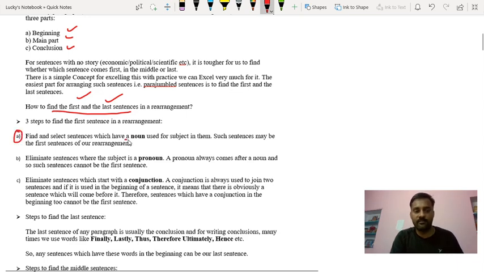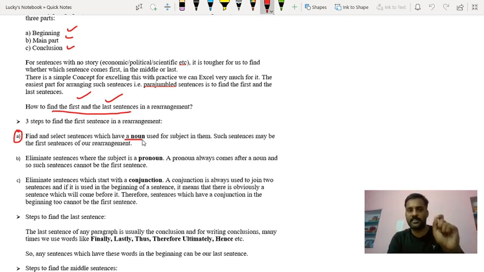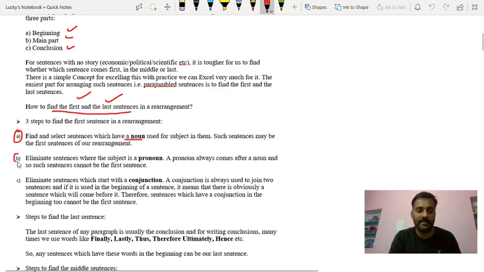The first step is to find and select sentences which have a noun used as the subject, because if a noun is the subject, it can be the first sentence. The second thing is to eliminate sentences where the subject is a pronoun. It cannot be the first sentence, because a pronoun always comes after a noun. The third very important thing that helps us guess the first sentence is to eliminate sentences which start with a conjunction.